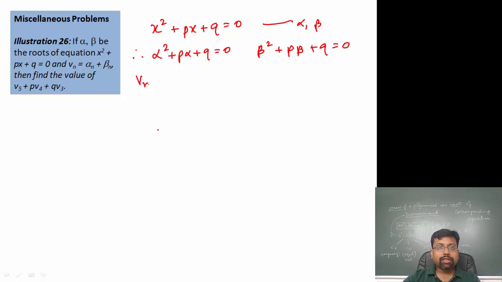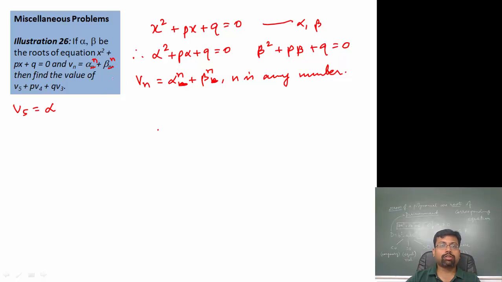Now, it is also given that Vn is alpha n plus beta n, where n is any number. So how do we find V5? In place of n we place 5. It's actually not in the subscript, it's in the superscript. There's just an error over here. So it will not be in the subscript, it's going to be in the superscript. The question is this. So there's a misprint in the question.